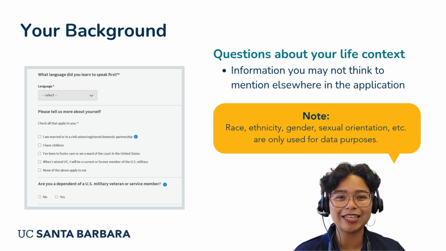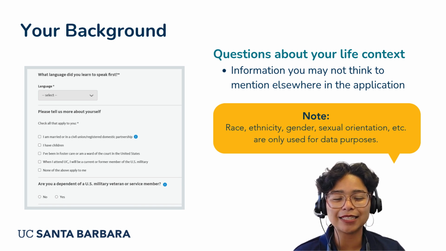The application will ask you questions about your background and life context. This is information you may not think to mention elsewhere in the application. There will be questions like, what language did you learn to speak first? You can select a language from the drop-down menu. The application will state, please tell us more about yourself. You will check all the boxes that apply to you.